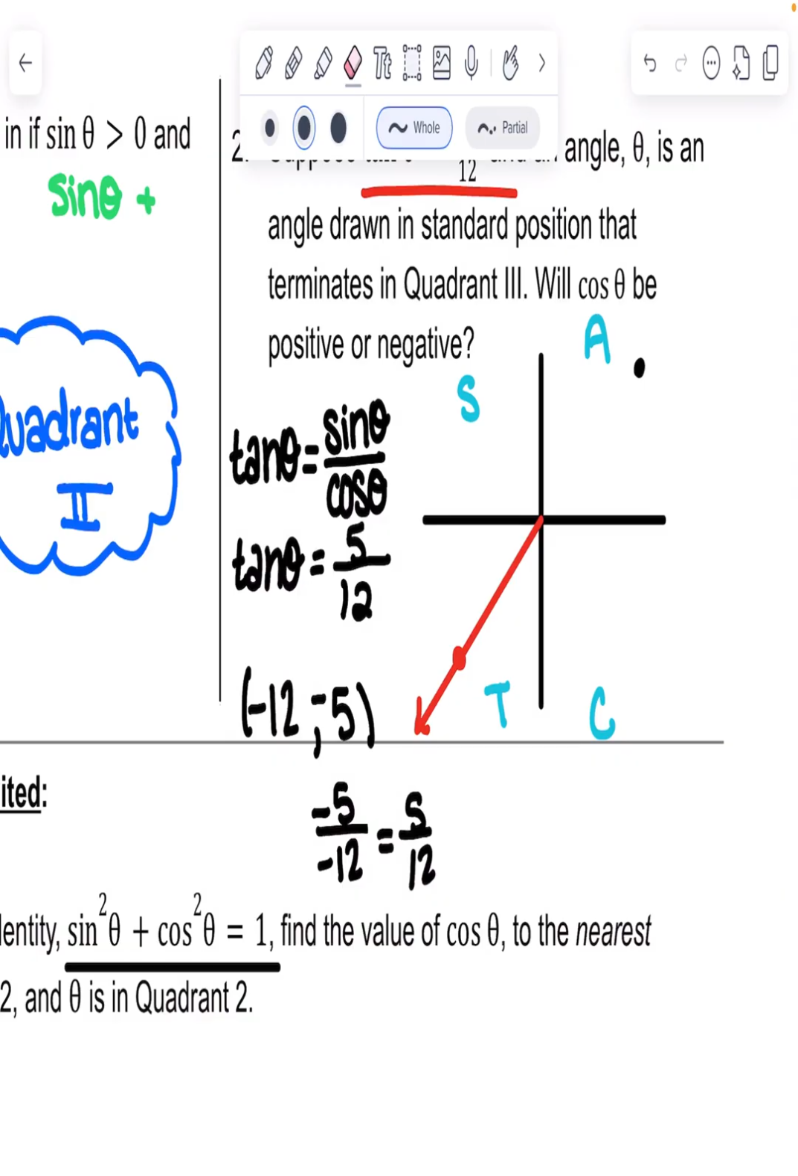So we're just focusing though on cosine. So they said, will cosine be positive or negative? Cosine's going to be negative. Cosine of theta equals negative.